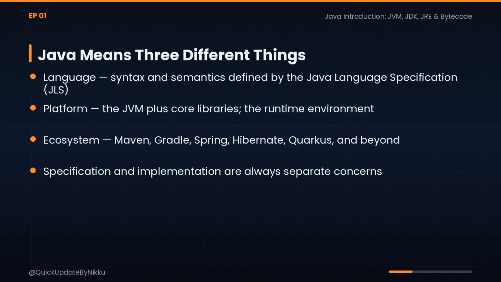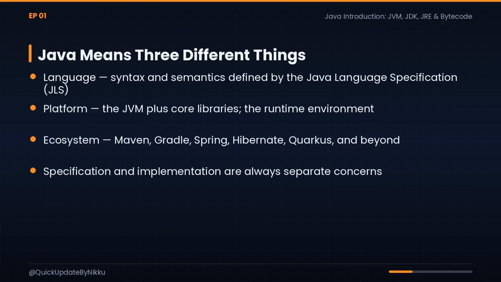The Java language specification defines what Java code means, grammar, types, semantics, independently of any compiler or runtime. The Java platform is what actually executes your program, the JVM and the standard libraries. The ecosystem is everything else that has grown around those two foundations. Conflating these three levels is the root cause of enormous confusion, so keep them distinct in your mind from this point forward.